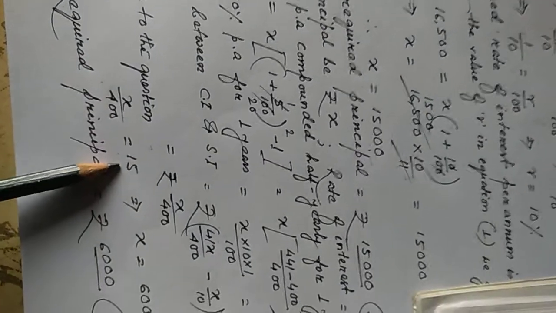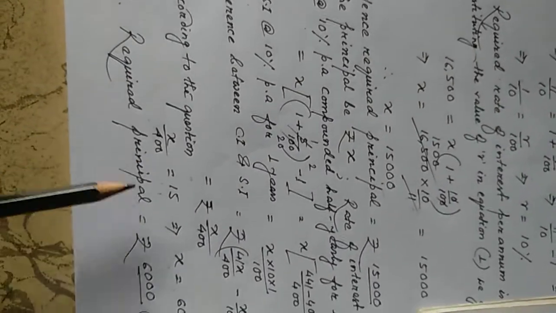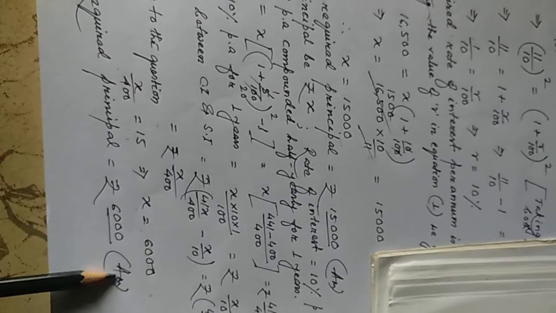But the difference is given here, it is rupees 15. So I write, according to the question, X by 400 equal to 15. Solving that, we get X equal to 6000. So therefore the required principal is rupees 6000. This is the answer. So up to sum number 9 I explained from this exercise 3D.